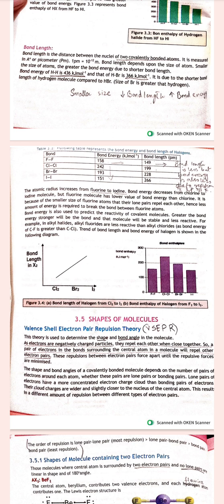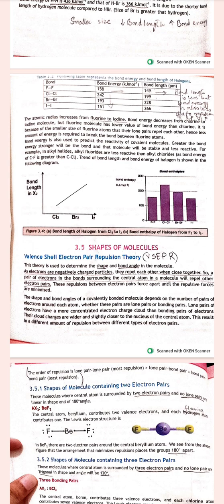Bond energy of HH is 436 and of HBr is 366. It is due to the shorter bond length of the hydrogen molecule compared to HBr. So we will look at this table: fluorine has bond energy 158 and bond length 149. Now we have ClCl with bond energy 242 while the bond length is 199. So fluorine has a small size, so its bond length is less than chlorine.